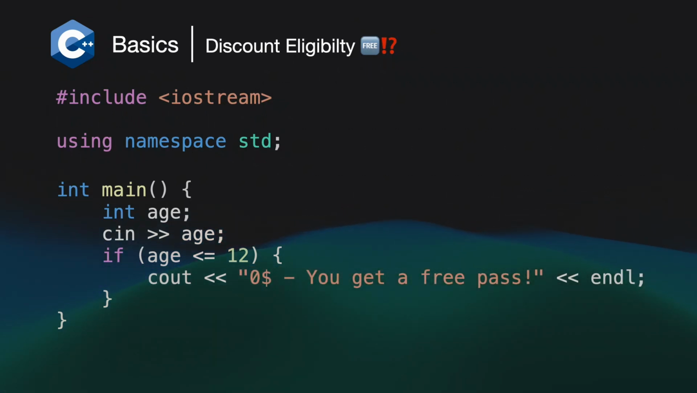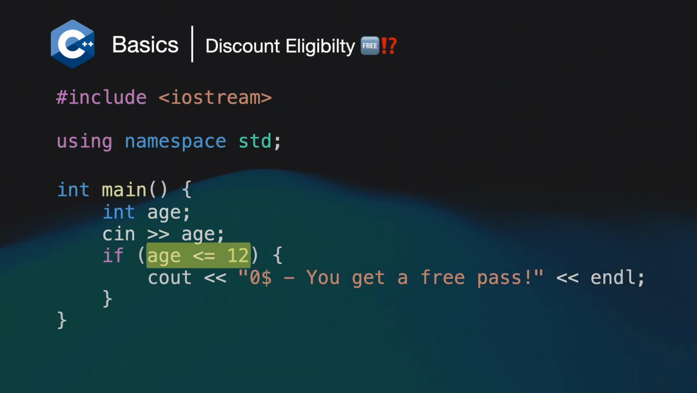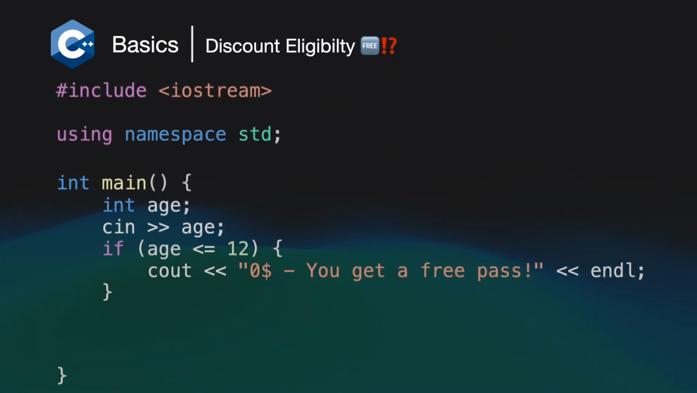So now we have a code that will print a message stating that the user is eligible to get a free pass if they are 12 or younger. We can check this by seeing if the age is less than or equal to 12. We can add another if statement to print the full price if the user is older.